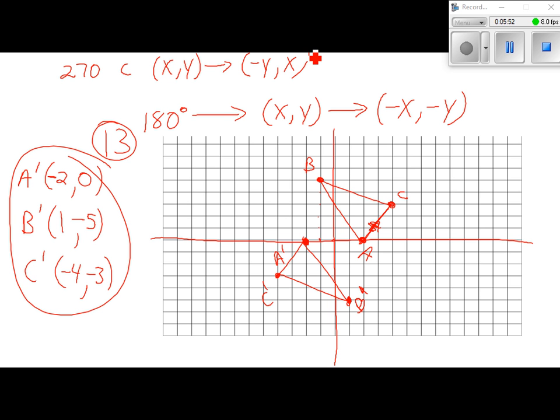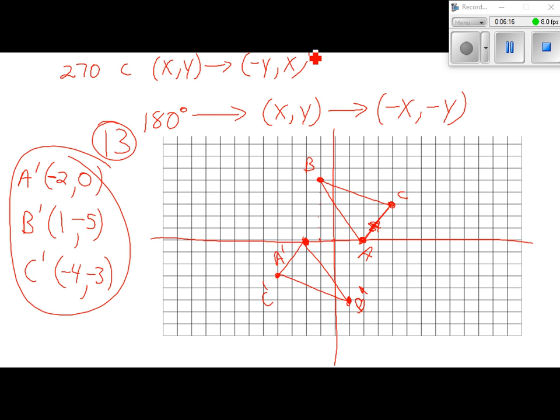Could you do that one with 90 degrees? Sure. Or I might come over here. 14. Are we going 90 degrees clockwise or counterclockwise? Pick, I don't care. You wanna do clockwise? Yeah.